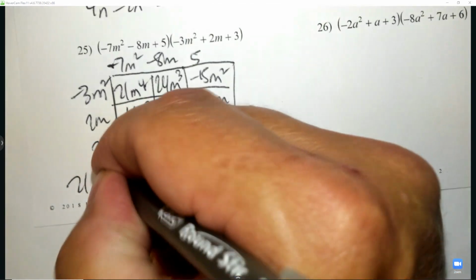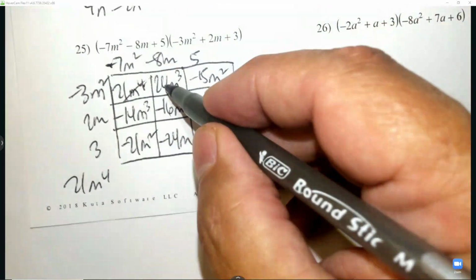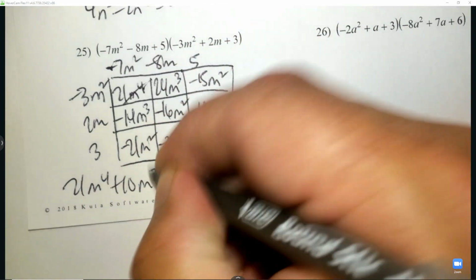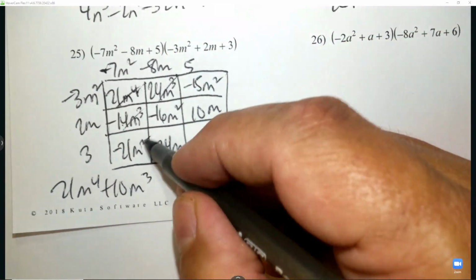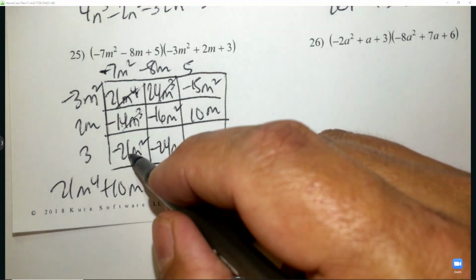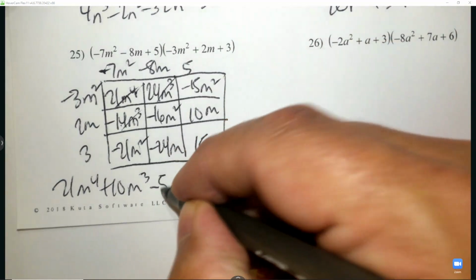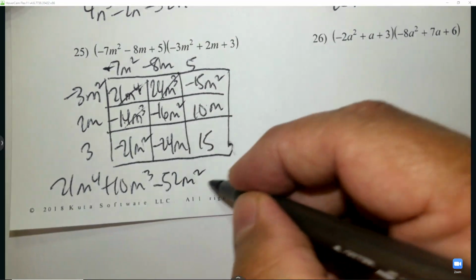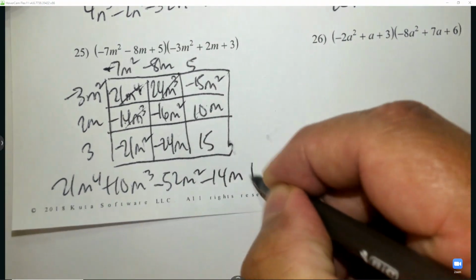So I have 21m to the 4th. 24 take away 14, that's 10. All of these, huh? So they're all negatives I'm adding. So 31 and 21, that's 52. So negative 52. When the signs are different, subtract them. So that's 14, but it's negative, and then 15.